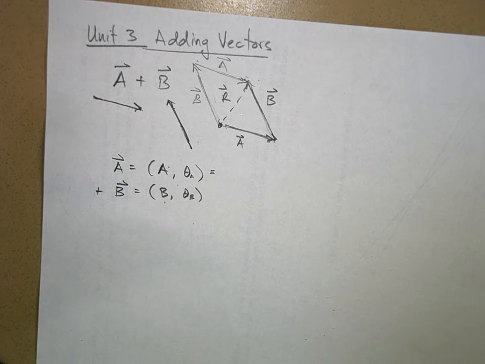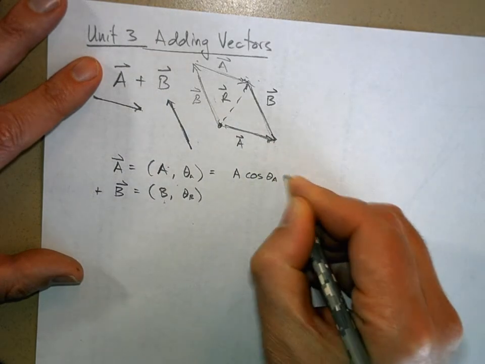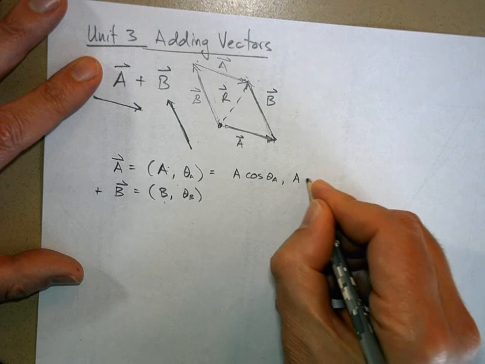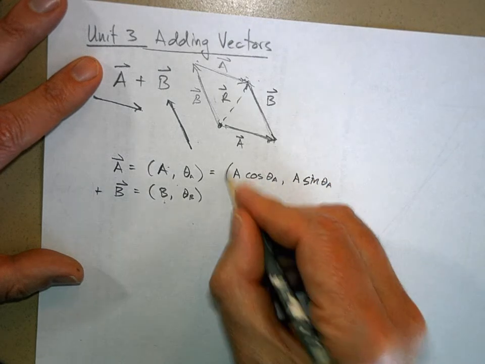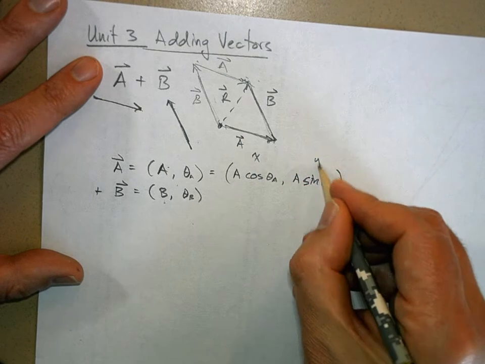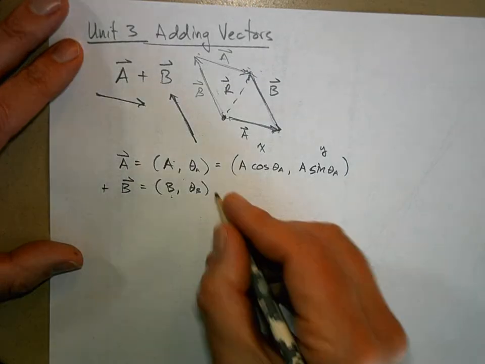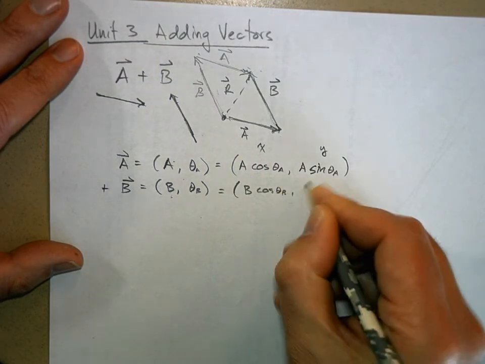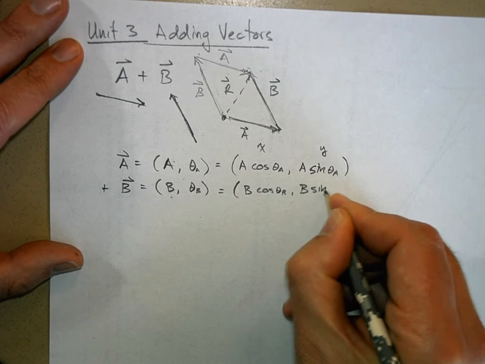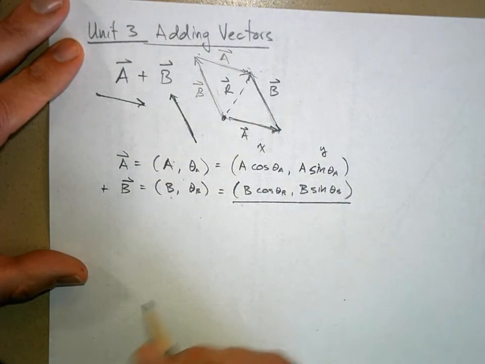What do you have to do to add vectors? You have to turn them into rectangular coordinates. So that's A times the cosine of the angle for A, times the sine of the angle for A. So this is the x component, and this is the y component. So now we're turning them from polar to rectangular coordinates. Now you do that, now you can add them together, and you'll get your result.